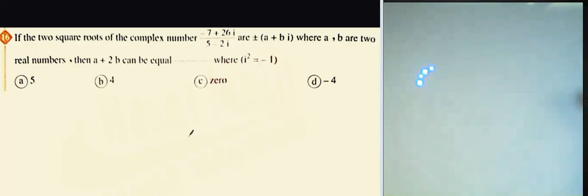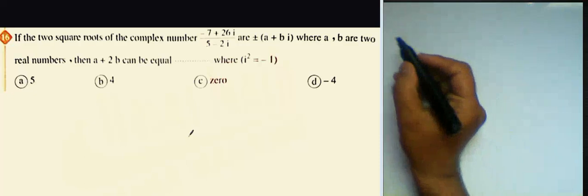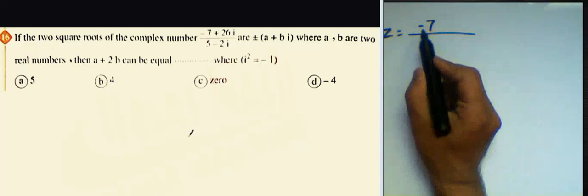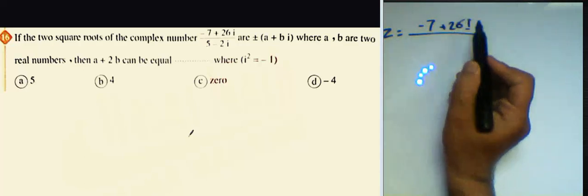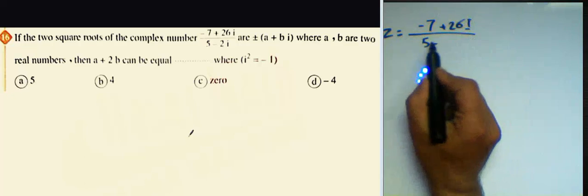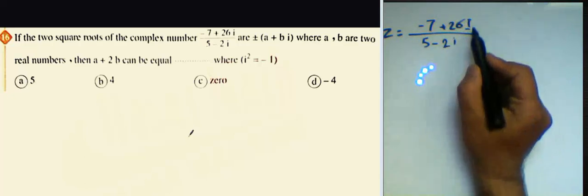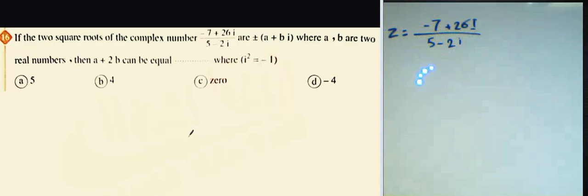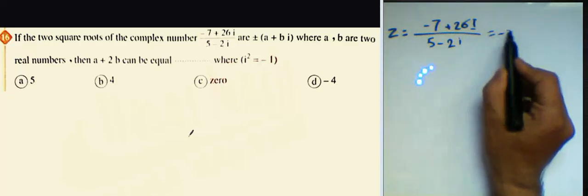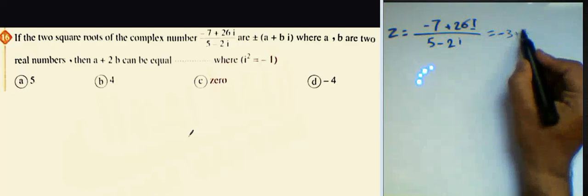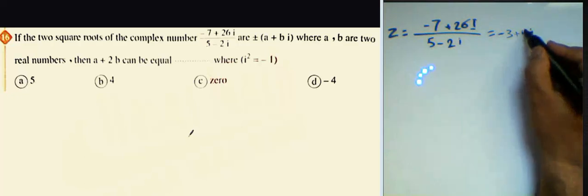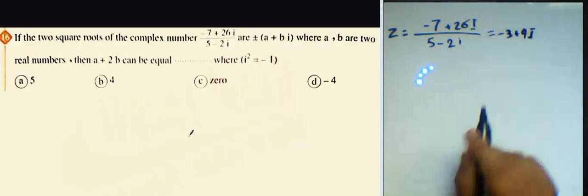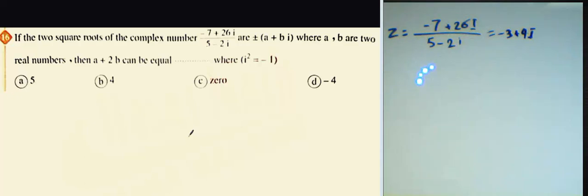We have here z equal negative 7 plus 26i over 5 subtract 2i. We can use the calculator to find the simplest form of this number. It will be negative 3 plus 4i. We can use the complex program in the calculator to find z in the simplest form. It will be negative 3 plus 4i.